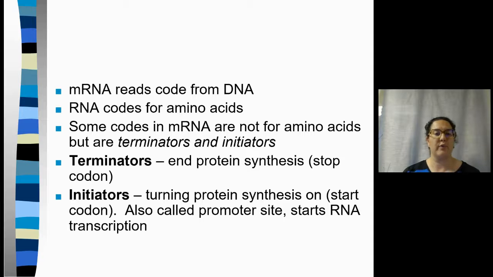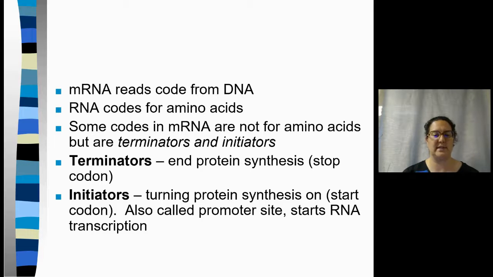So the mRNA reads the code from the DNA, and the RNA is going to then code for different amino acids. Some codes in the mRNA are not for an actual amino acid, but are terminators and initiators. Terminators end protein synthesis, and that's known as a stop codon. So when our RNA code comes across a stop codon in the ribosome, no more amino acids are joined, and that protein is now complete.